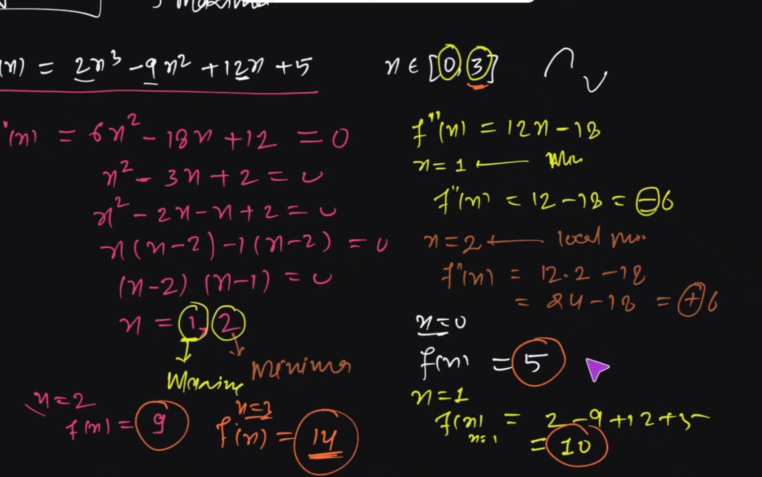So here we can see that this one is the lowest value. So this one is representing the absolute minimum point. This one is the highest value. So this one is representing the absolute maxima.